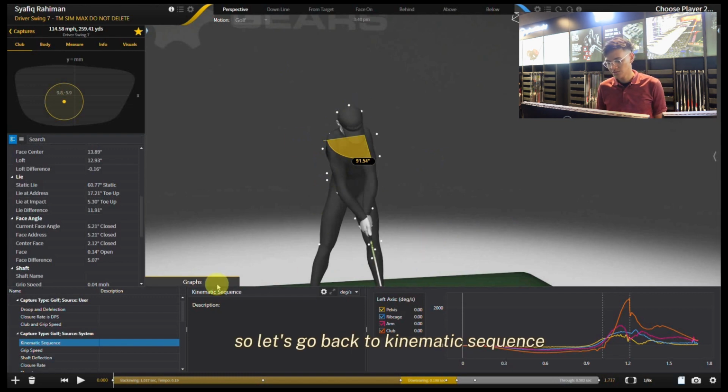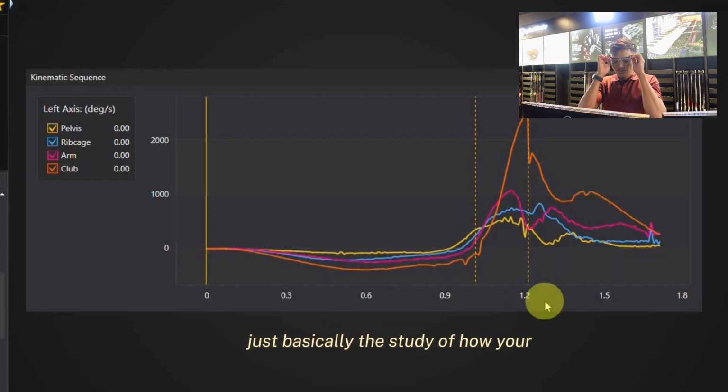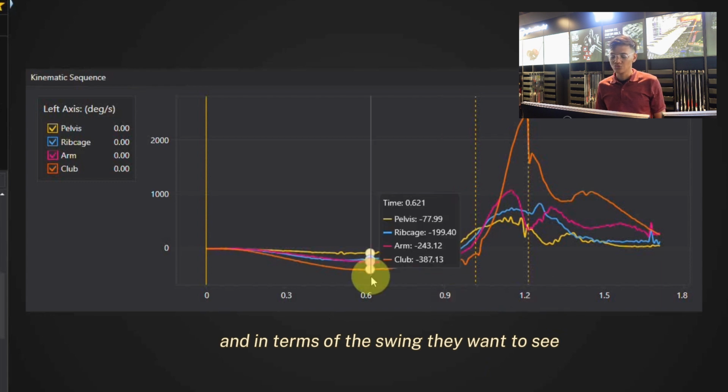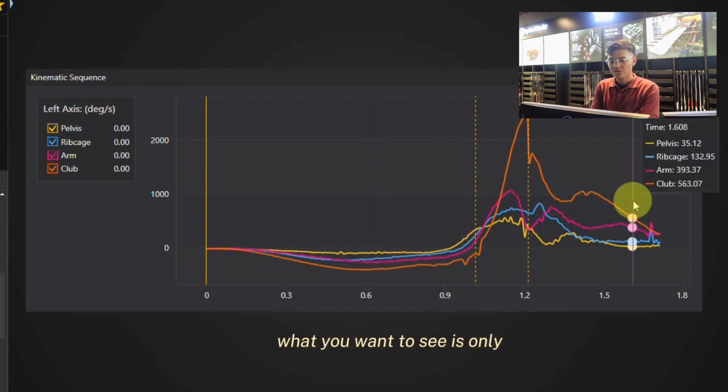Okay, so let's go back to the kinematic sequence. Like I said, the kinematic sequence is basically the study of how your body parts move. In terms of the swing, what we want to see is generally the pelvis firing, followed by the rib cage, arm, and then the club.